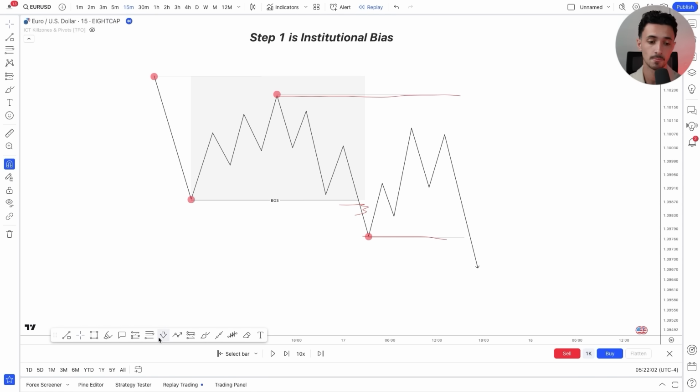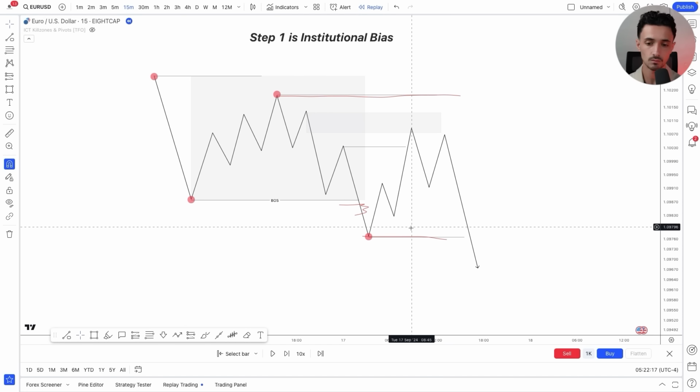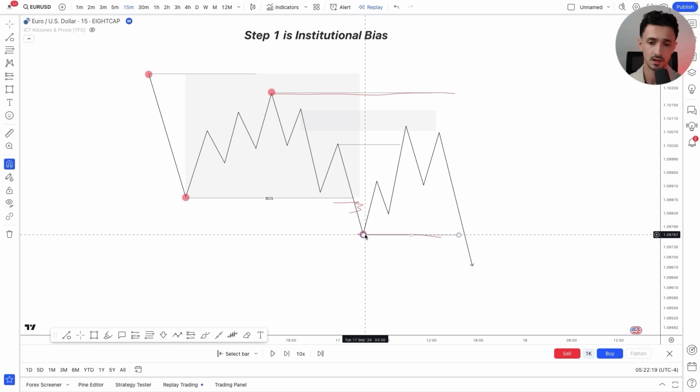What we wait for is a run of liquidity, an institutional level of supply or demand, and then we trade from here and we target this low. Again, we'll get to that later in this episode. You'll understand all of those things. So what happens? We have a low, we have a high.